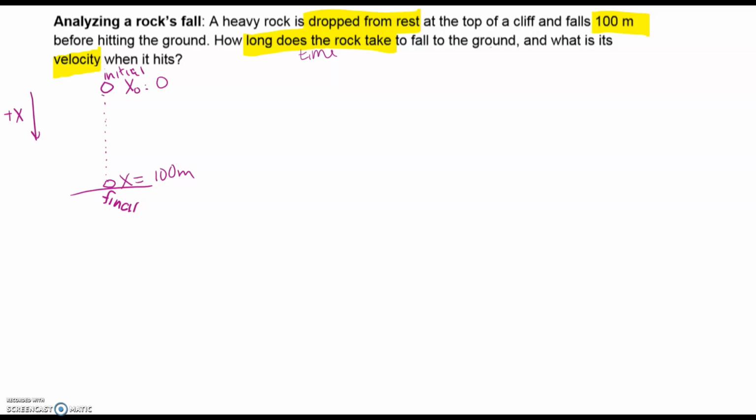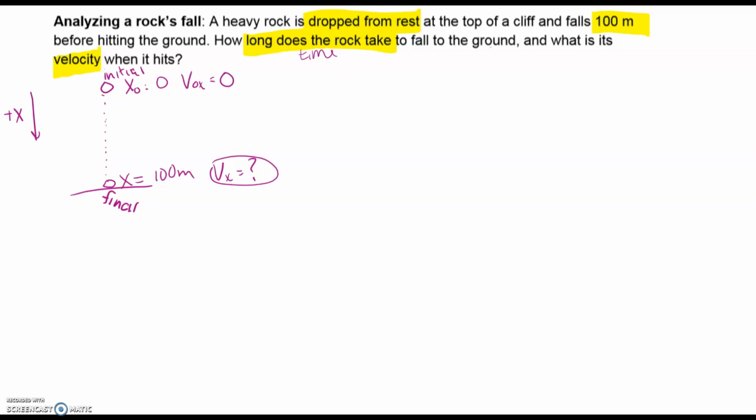Then my initial velocity: it's dropped from rest. Right here it literally says dropped from rest. A lot of times they'll just say it's dropped, which implies from rest. So initial velocity is 0. Final velocity, we don't know. It's one thing we're trying to solve for.